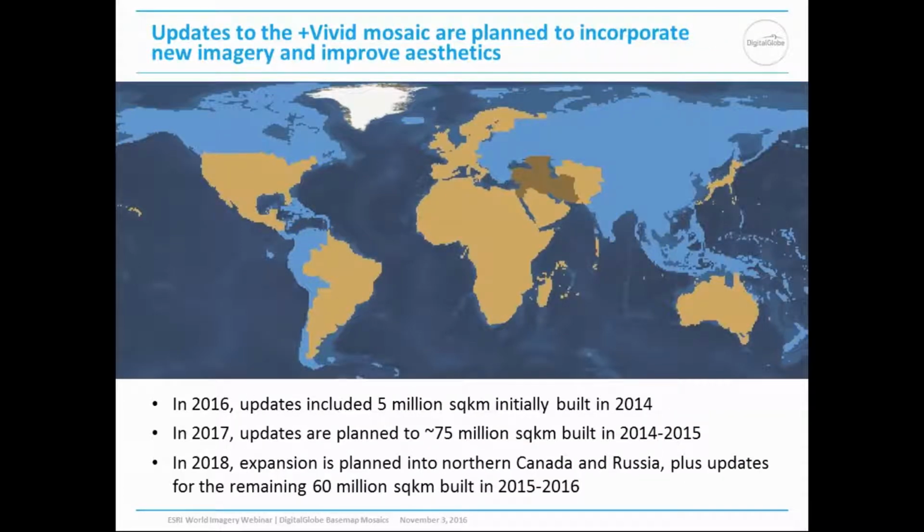Updates to the mosaic to improve both currency and aesthetics have already begun, with 5 million square kilometers refreshed this year in the Middle East. Over half of the landmass is planned for refresh in 2017, shown here in orange, with the remaining areas, including the initial build of northern Canada and Russia, planned in 2018.